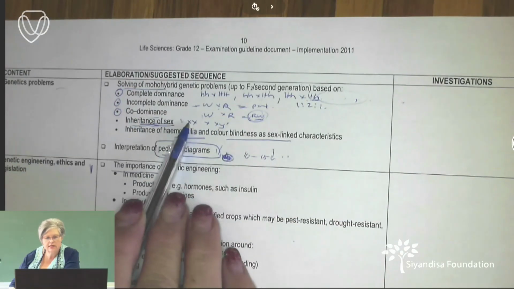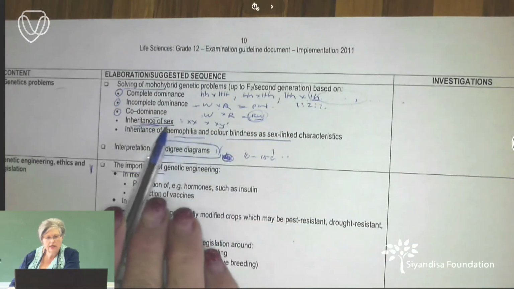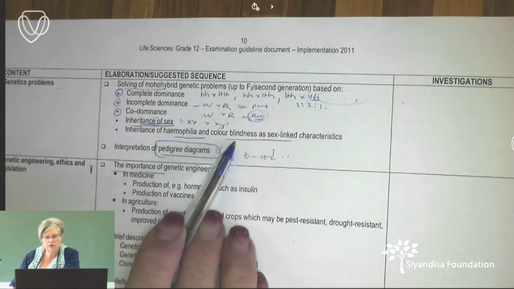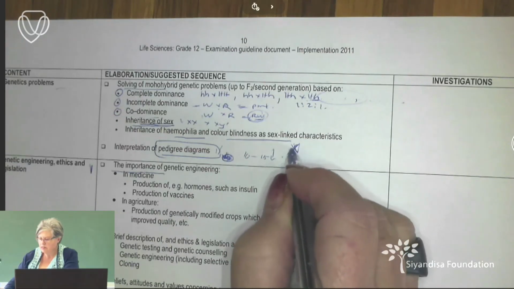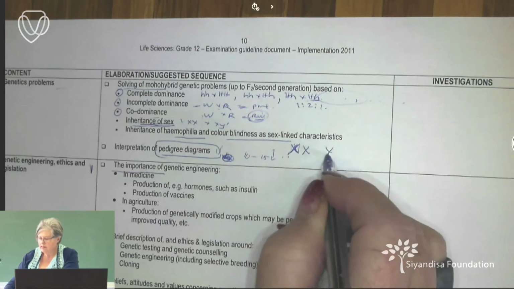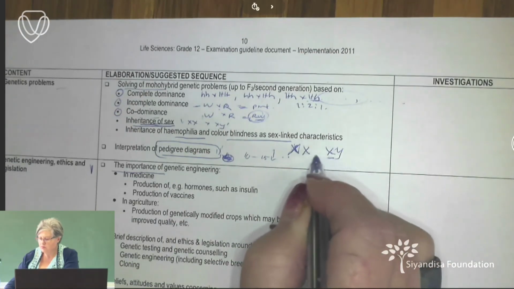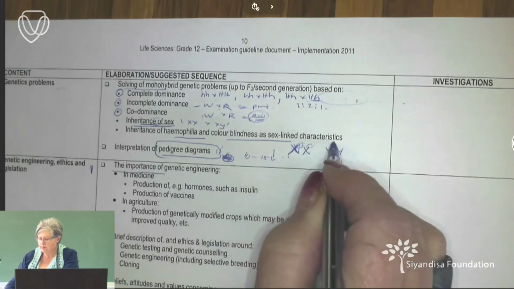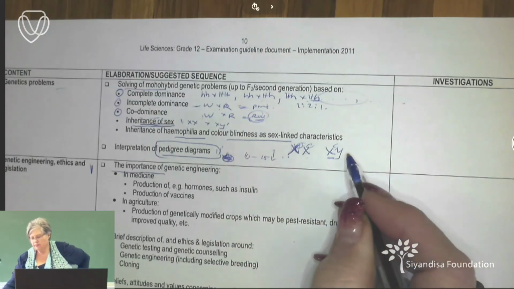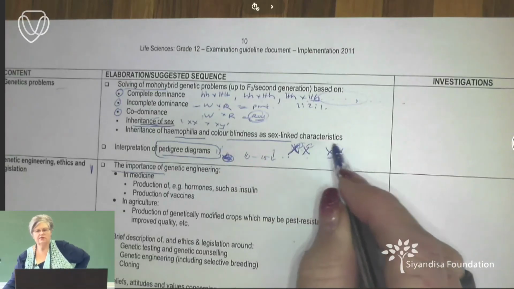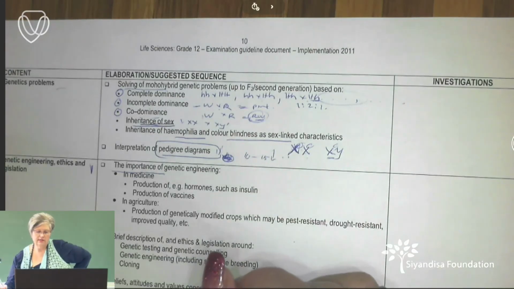Inheritance of sex, XX and XY. Inheritance of hemophilia or color blindness, where you know the mother, it's carried on the X, and the father only has one X, so depending on whether it's heterozygous or homozygous or recessive, you will put it in there.